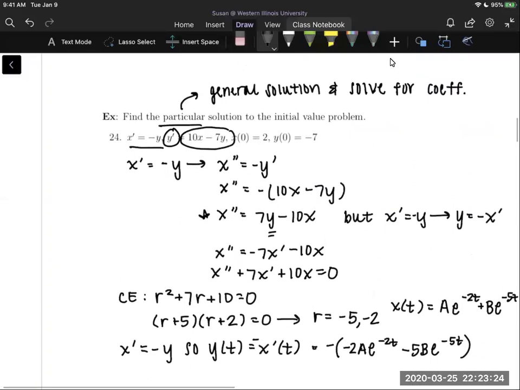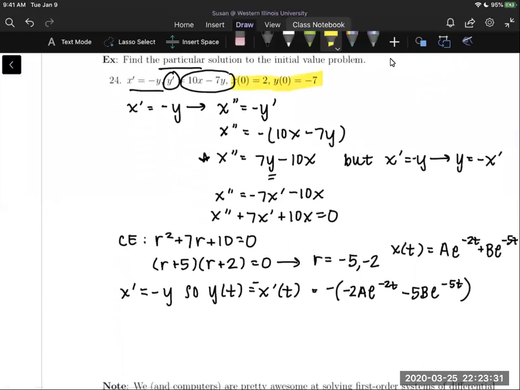Now I want to utilize my initial conditions right here. So let's plug those in. What I know is x of 0 equals 2, and x of 0 is a plus b. And I also know that y of 0 equals negative 7, but that is 2a plus 5b. All right, so now we're back into the standard system of two equations, two unknowns. Use your favorite method to solve.